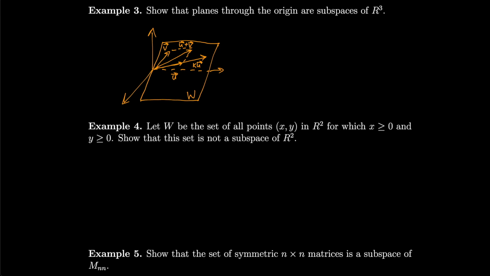Let W be the set of points (x, y) in R2 for which x is greater than or equal to 0 and y is greater than or equal to 0. Let's show that this set is not a subspace of R2. So how about I try drawing this? This will be our first non-example of a subspace. So let's say here is W. It's this entire shaded part of the upper half plane. It's like the first quadrant. So I'll call that W.